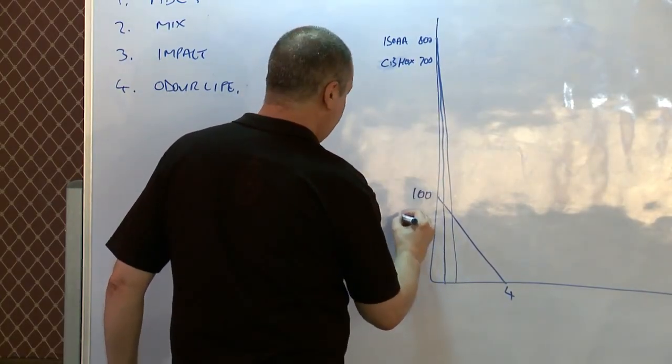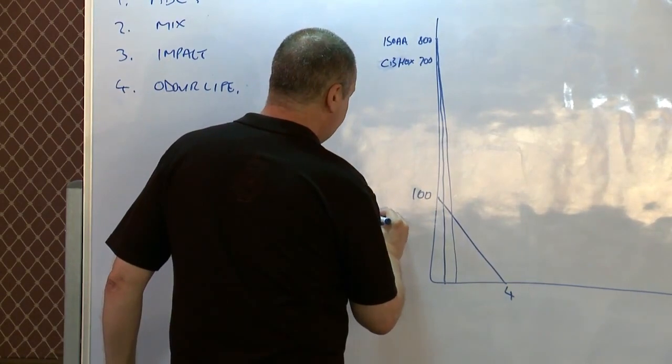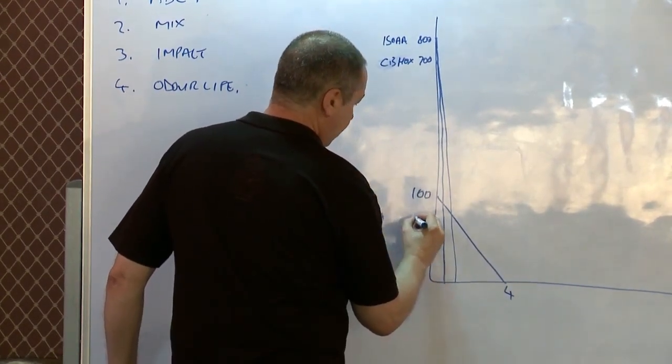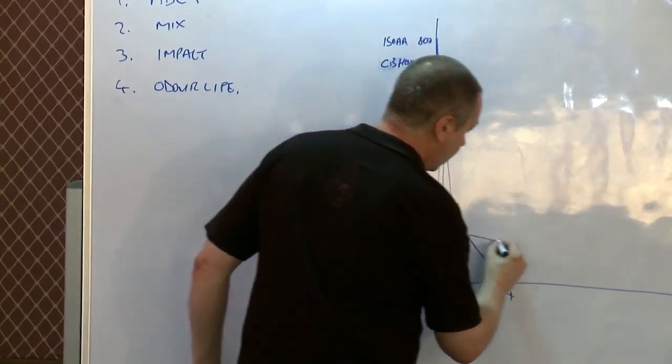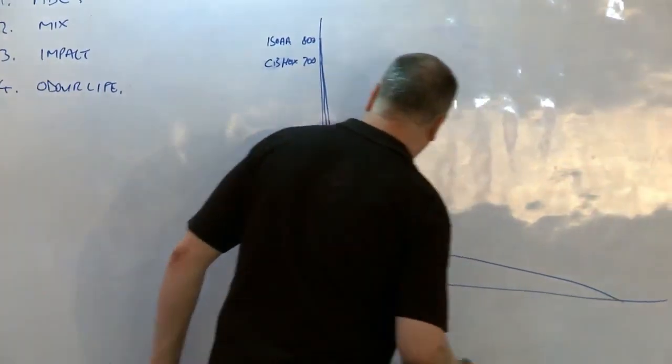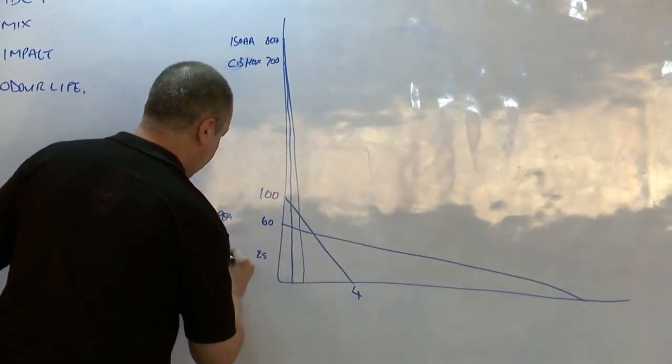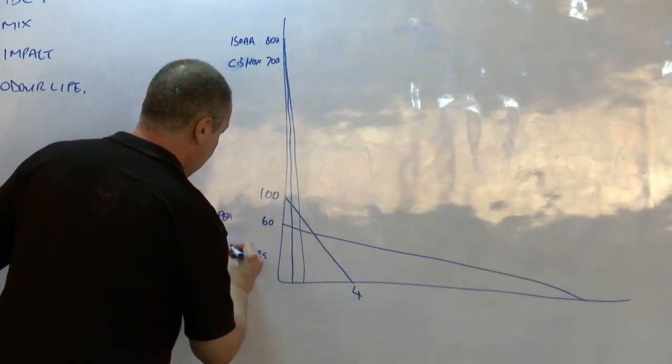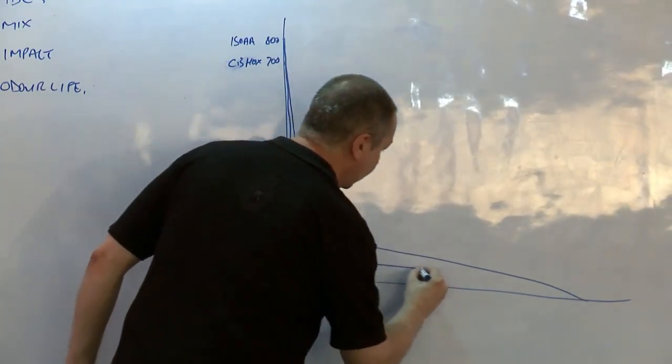Linalool, PEA from 60 to 24. And then sandalwood will be more or less a straight line going off the chart.